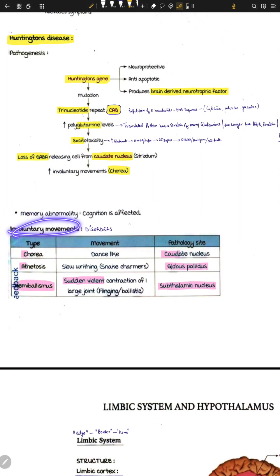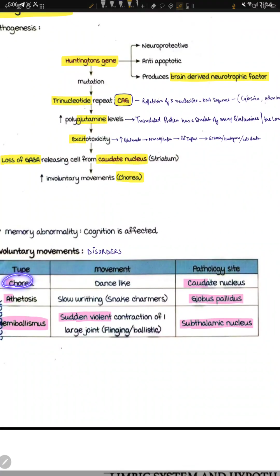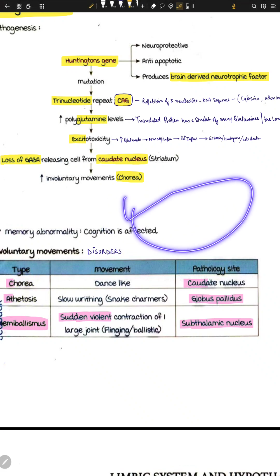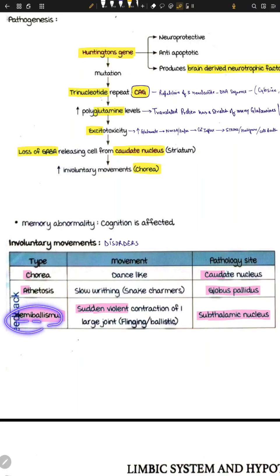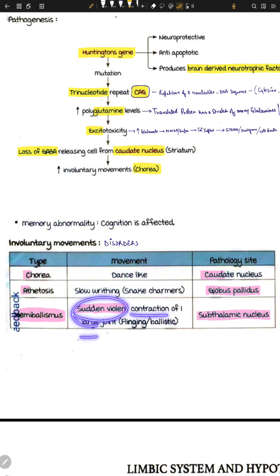What about involuntary disorders? Well, one type of involuntary disorder is chorea. What is chorea? Chorea comes from the word choreography, so any sort of dance-like movement is chorea. Athetosis is a slow, writhing movement. And there's something called hemiballismus. It's basically half of your body contracting very fast. It looks like a sudden, violent contraction of a large joint.